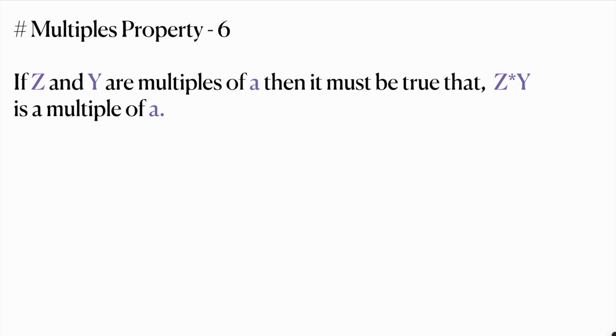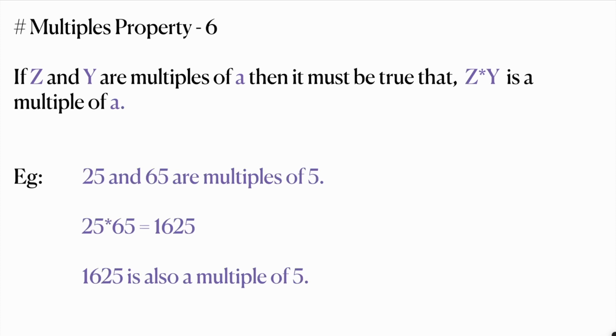Multiples Property 6. If z and y are multiples of a, then it must be true that z into y is a multiple of a. Let's see an example of this. We know that 25 and 65 are multiples of 5. Then it must be true that 25 times 65, that is 1625, is also a multiple of 5, which we can check because the last digit is 5.